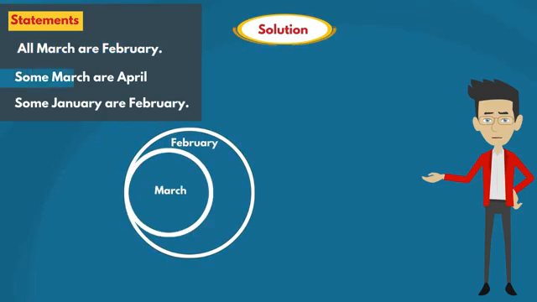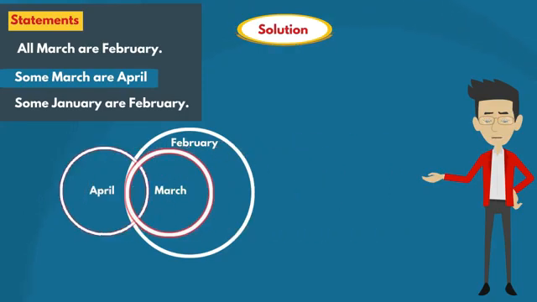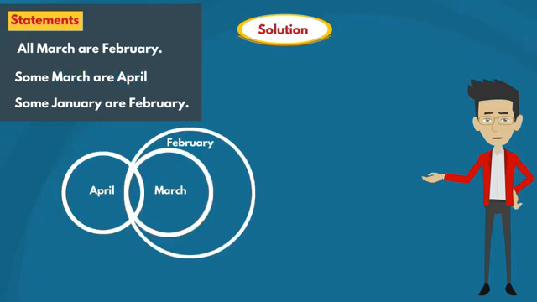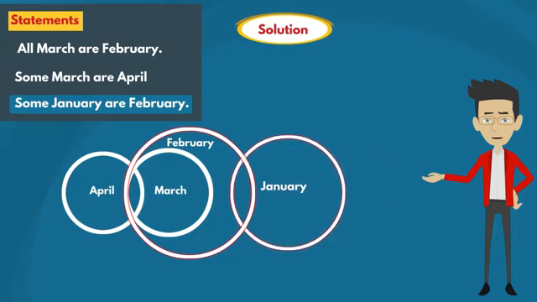Next statement. Some March are April. Here this circle represents March and this circle represents April. Here some March are April. Next statement. Some January are February. Here this circle represents January and this circle represents February. Here some January are February. This is the basic diagram based on the statements.